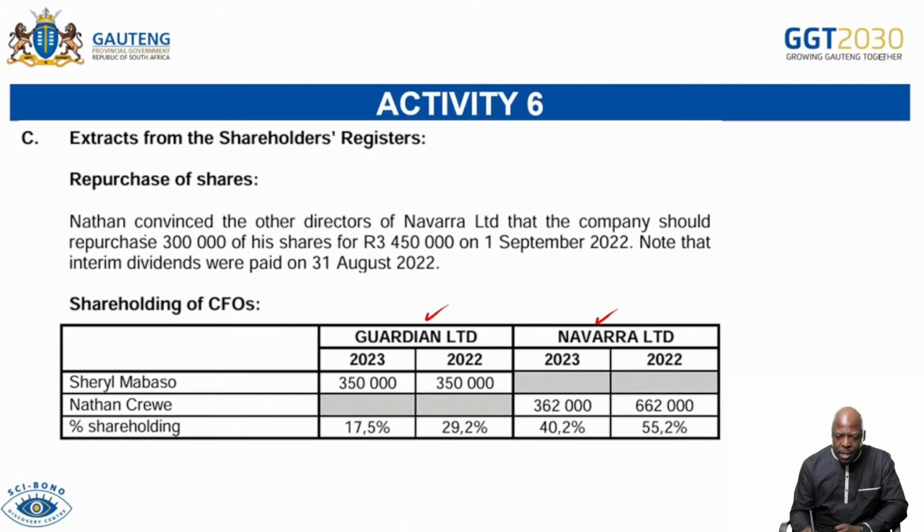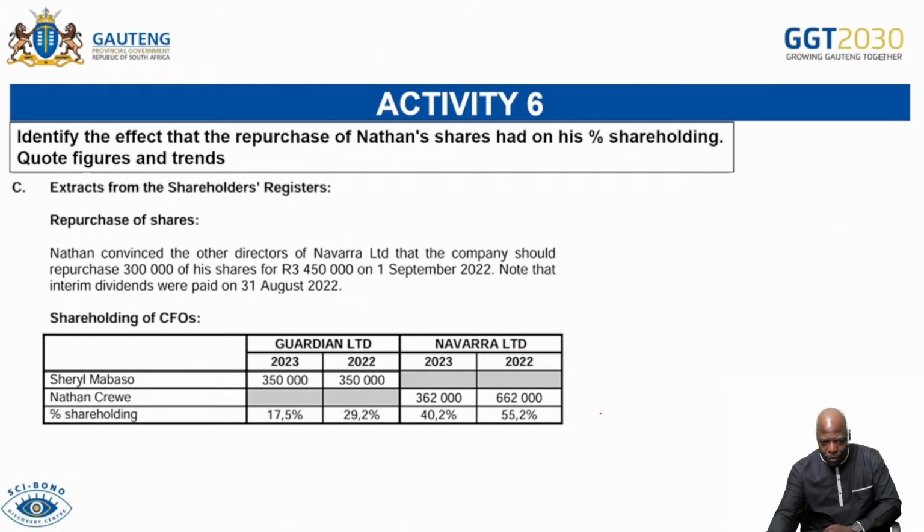Now, listen to this one. The repurchase of shares. Nathan convinced the other directors of Navara that the company should repurchase 300,000 of his shares for 3,450,000 on 1 September. Note that interim dividends were paid. So when the shares were repurchased, how did that affect Nathan's shareholding percentage? We're going to answer that now.